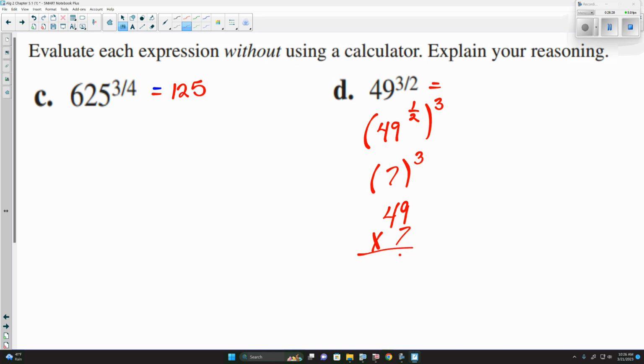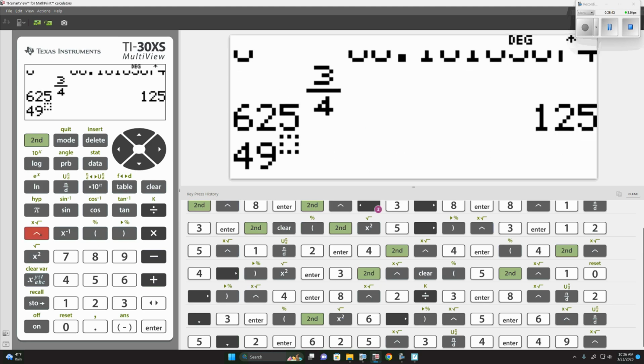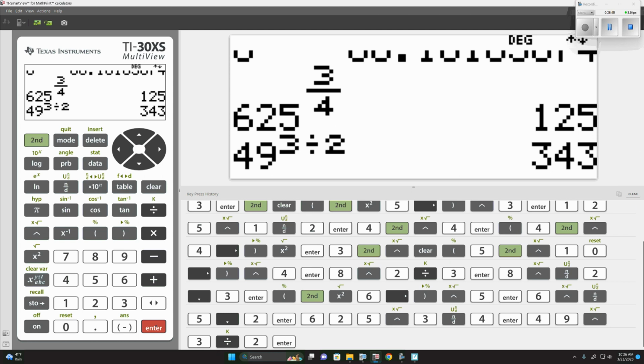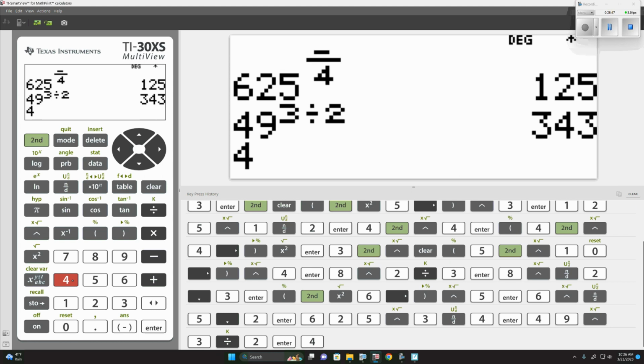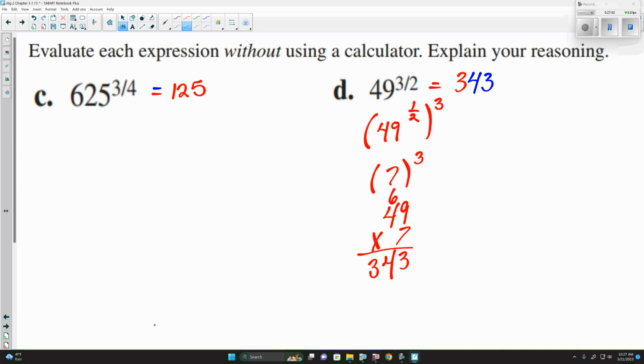7 times 4 is 28, plus 6 is? Now we could write this as 49 to the 1.5, because 3/2 as a decimal is 1.5. Questions on this here?